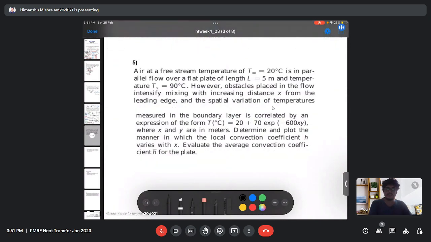So the next question is: air at a free stream temperature T infinity of 20 degrees Celsius is in parallel flow over a flat plate of length 5 meter and temperature Ts equals 90 degrees Celsius. However, an obstacle placed in the flow intensifies mixing with increasing distance x from the leading edge, and the spatial variation of temperature measured in the boundary layer is correlated by an expression. So we have been given the temperature profile in terms of x and y.